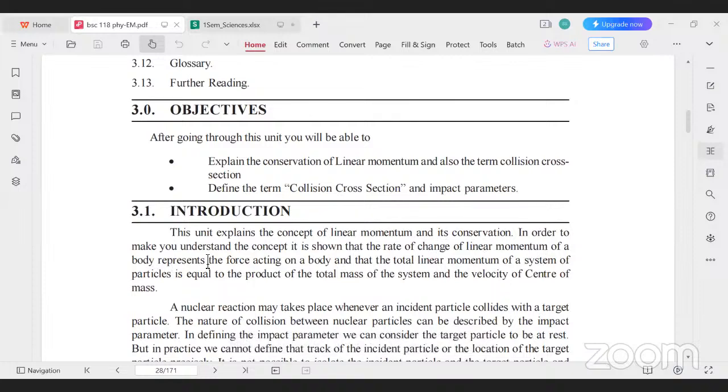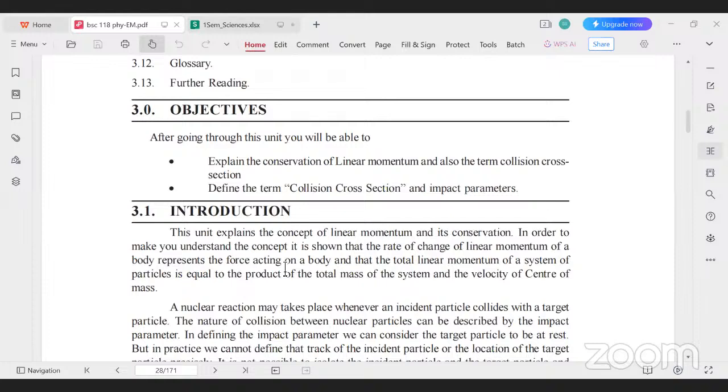In order to understand the concept, it is known that the rate of change of linear momentum of a body represents the force acting on the body, and that the total linear momentum of a system of particles is equal to the product of the total mass of the system and the velocity of the center of mass. So if I give some force to move from one place to another place, like a car traveling, I have given some external force, that is the acceleration, to move from that place to another place.